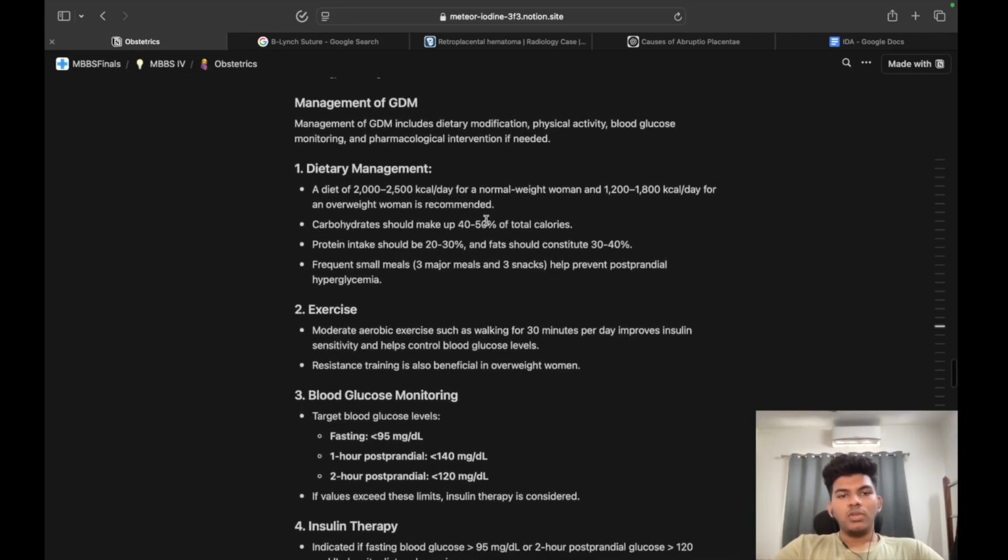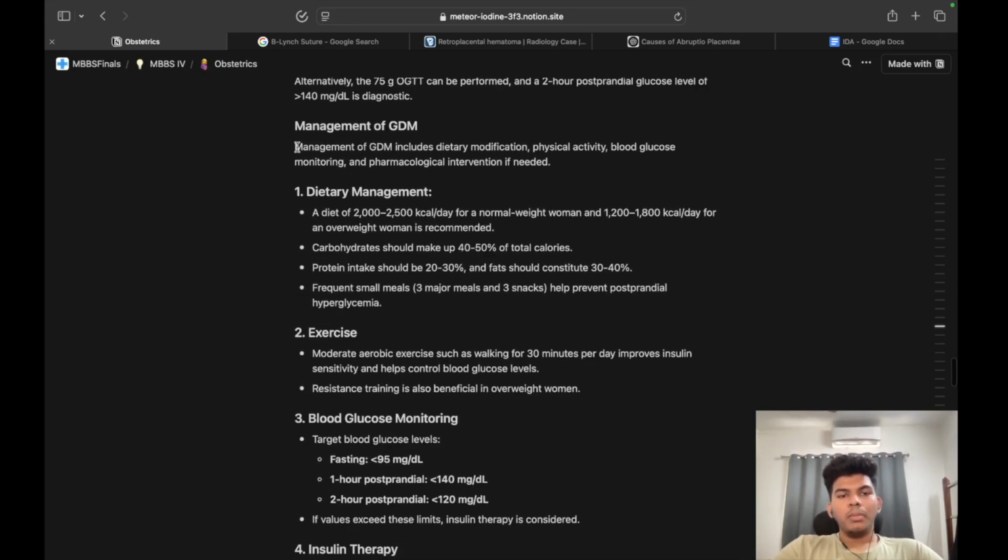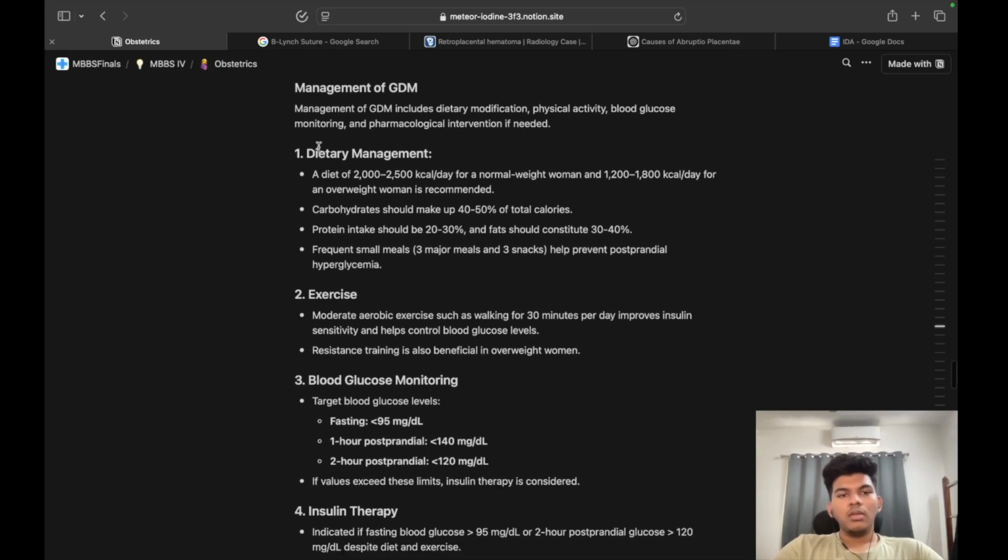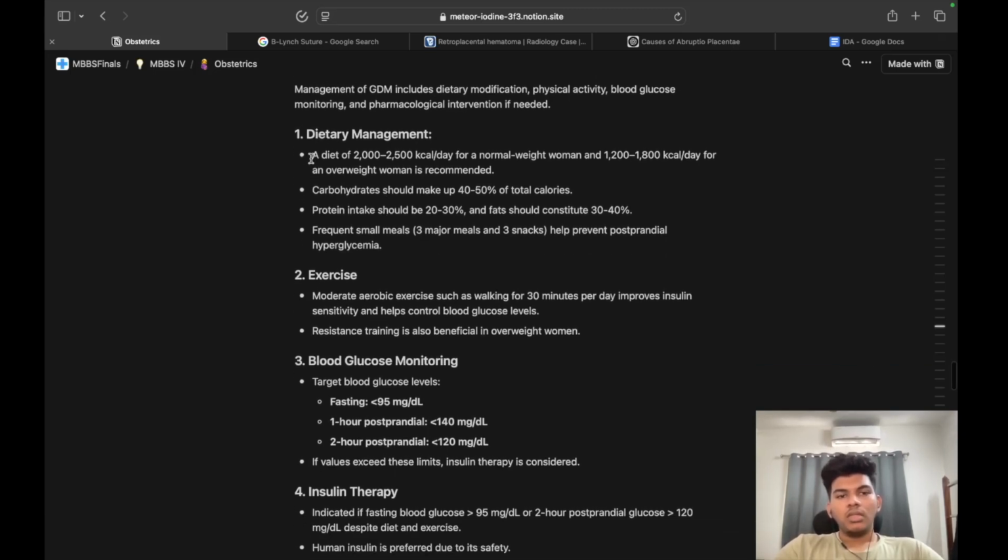Coming to management. So treatment specific, what do we do? Management of GDM includes dietary modification, physical activity, blood glucose monitoring and pharmacological intervention if required. First, dietary management. A diet of 2000 to 2500 kilocalories for a normal weight woman and 1200 to 1800 kilocalories per day for an overweight woman is recommended.